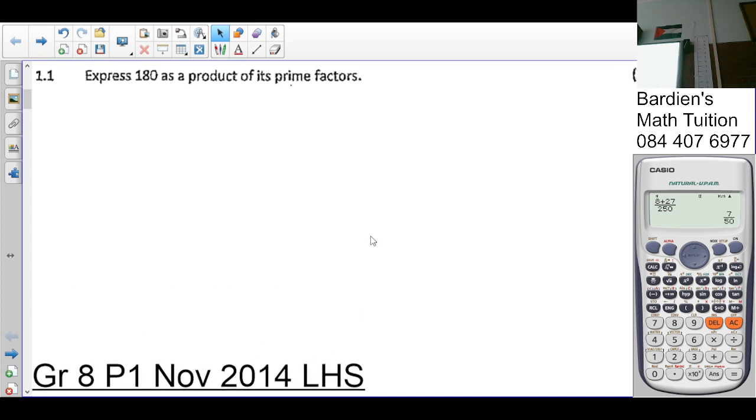The first question says express 180 as a product of its prime factors.